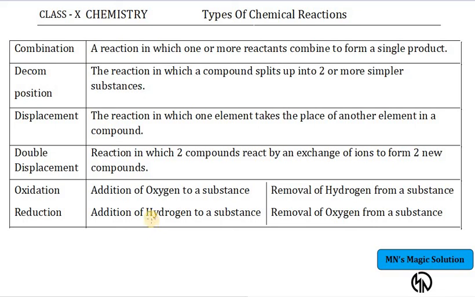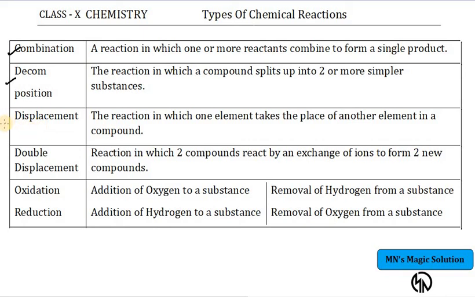Hi students, today we are going to discuss the types of chemical reactions. According to your 10th standard syllabus, there are various chemical reaction types given. Majorly, there are 5. The first two are combination and decomposition. Combination means two things joining together into one, and decomposition means one item getting broken into two or more items.